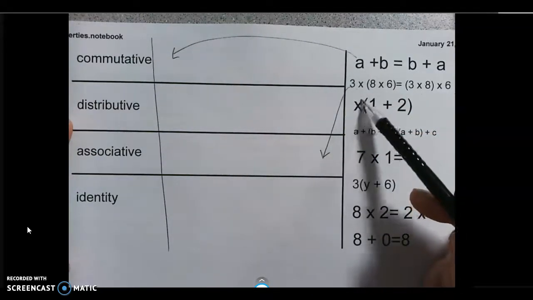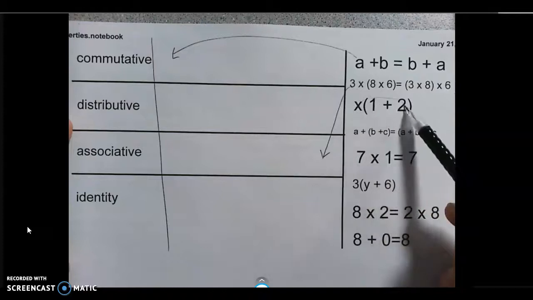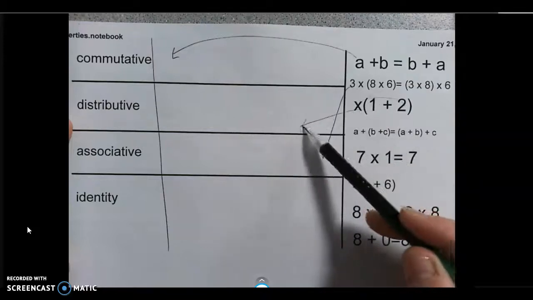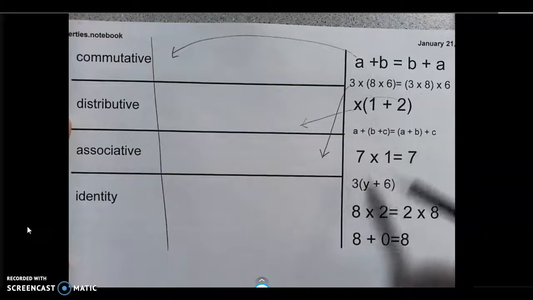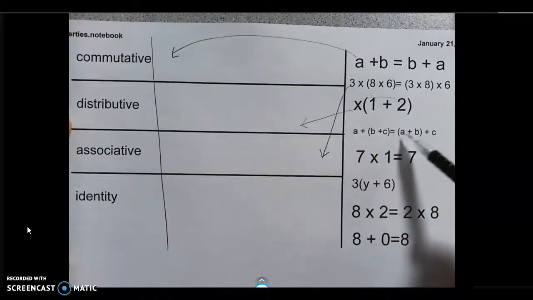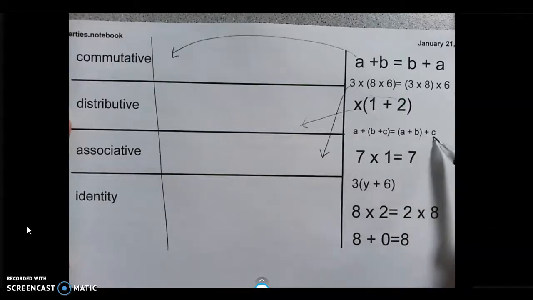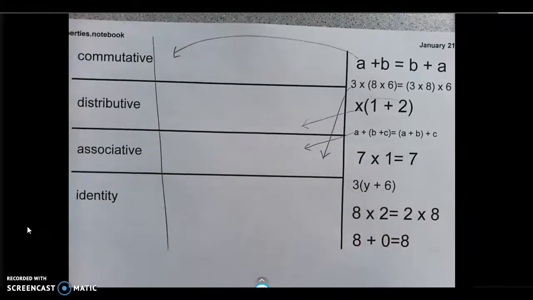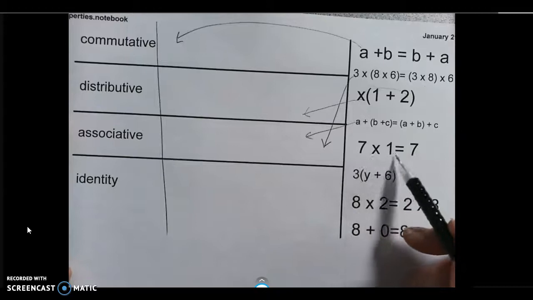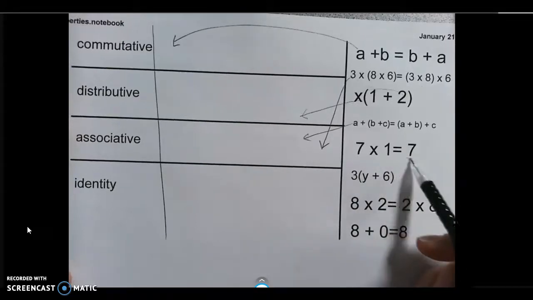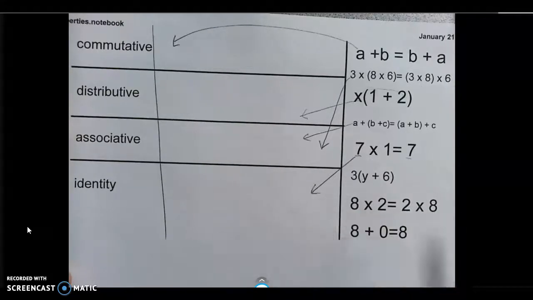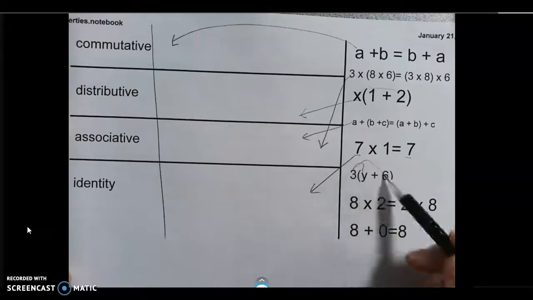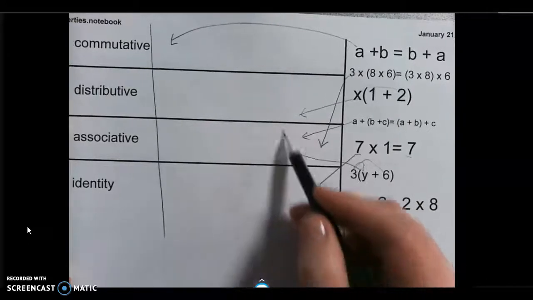This, ooh, what is this one? Distributive. This is distributive, yeah. Look at that. A plus B plus C, A plus B plus C. So this is associative because the groupings don't change the answer. 7 times 1 equals 7. The identity didn't change. Identity. 3 times y, 3 times 6. That would be distributive.